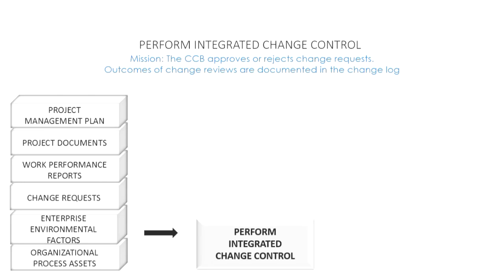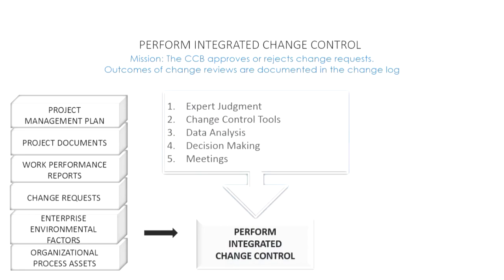Let's take a look at our tools and techniques. We've got the usual suspect, expert judgment. You've seen this quite a few times. The next tool and technique is change control tools. Change control tools refers to any tools that are used to capture the change request, review the change request, and disseminate the change request. A popular one I used a few years back is called Change Point. It's like a virtual change control board where a change request comes in, one person approves it, moves it to the next entity, and so on.